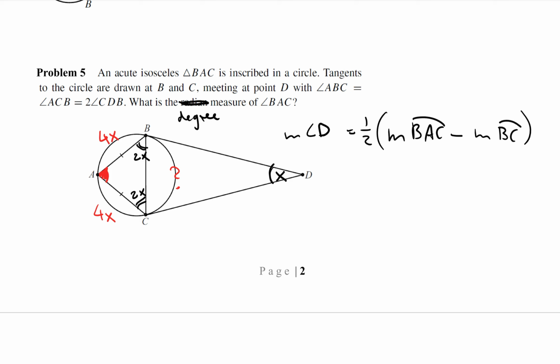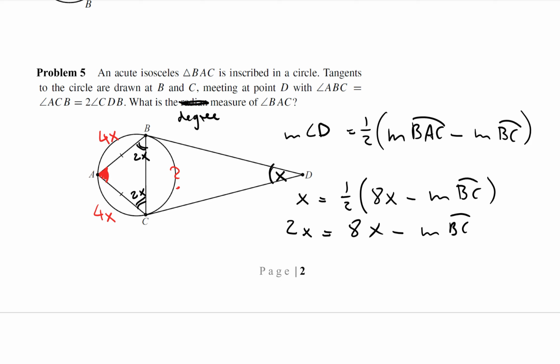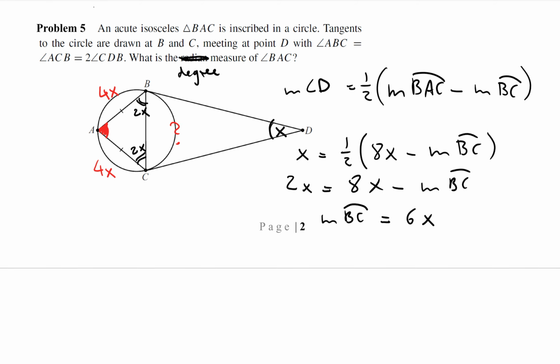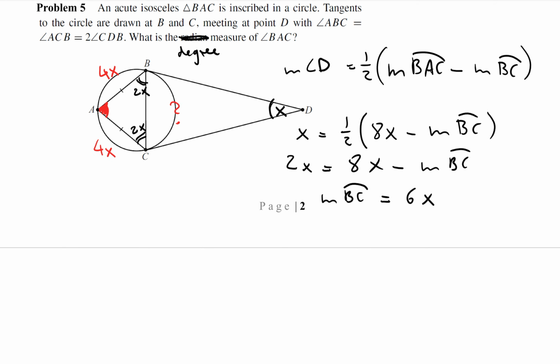We know what measure of angle D is. That is x. So we write x is equal to 1/2 times, and the measure of arc BAC is just 8x, minus the measure of arc BC. So that means that 2x is equal to 8x minus measure of arc BC. And if you do the math, the measure of arc BC is equal to 6x. That makes sense, right? So now we know that the measure of this arc is 6x.